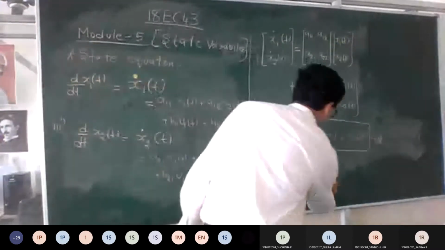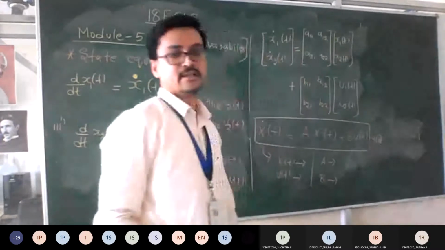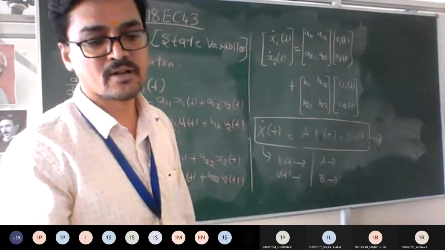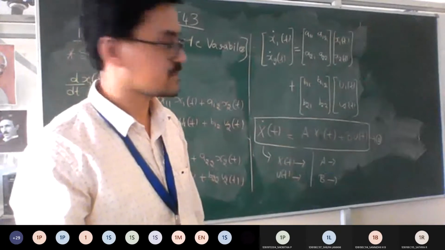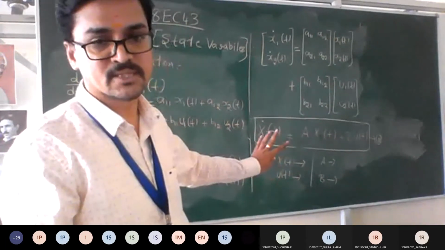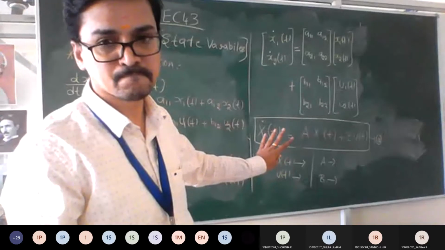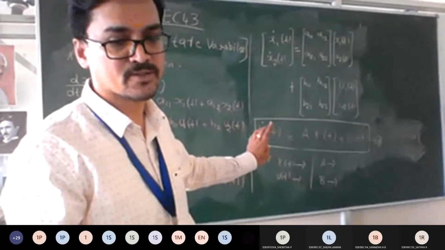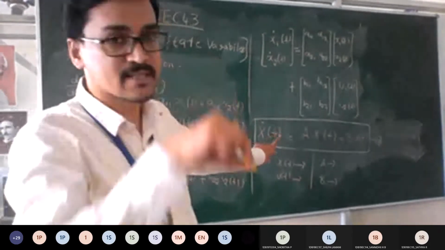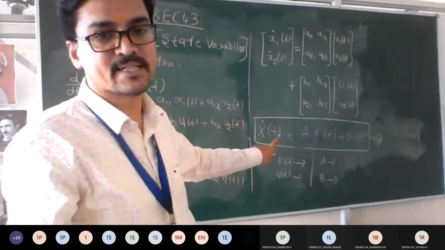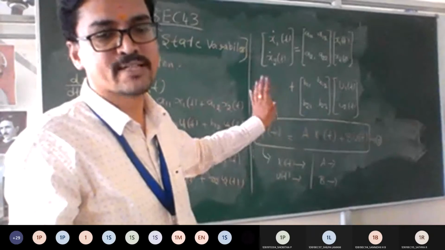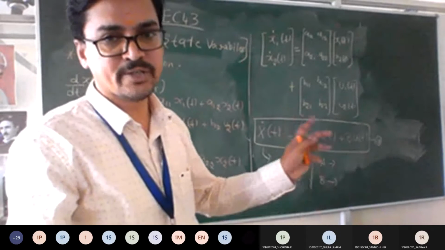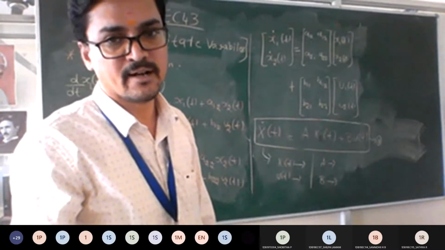Similarly B is called as input matrix or control matrix. So everyone written till here? Is it okay? Yes, sir. So I hope you got what is the meaning of ABCD matrix now. A stands for system matrix, B stands for input matrix, C stands for output matrix, and D stands for direct transmission matrix. So these are all the things you need to write while doing the derivation.